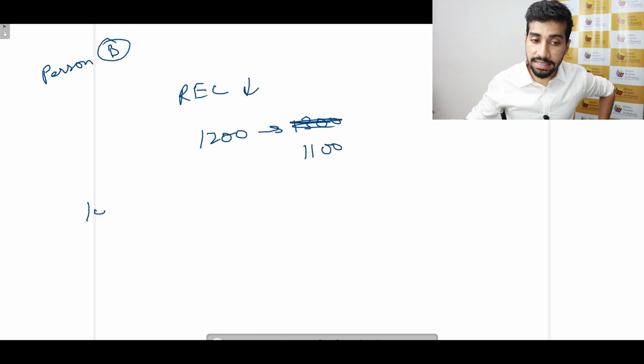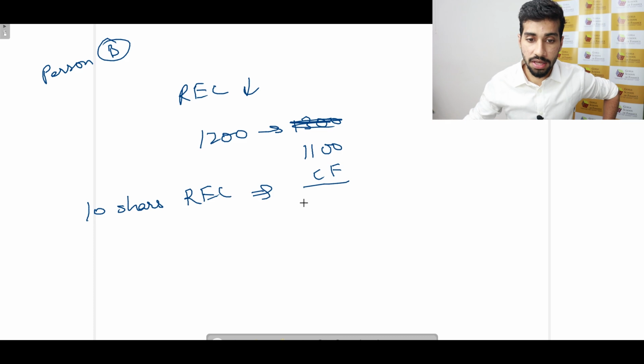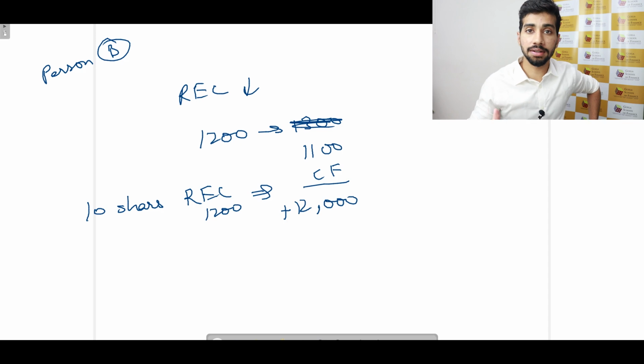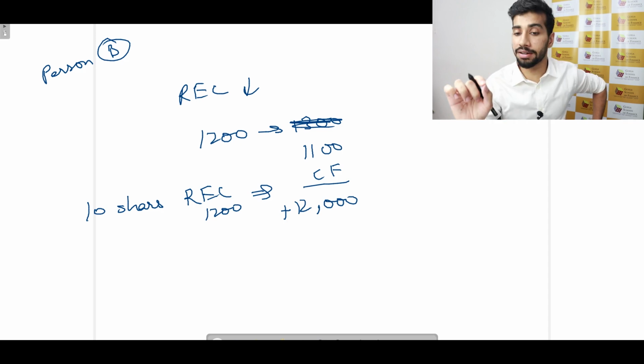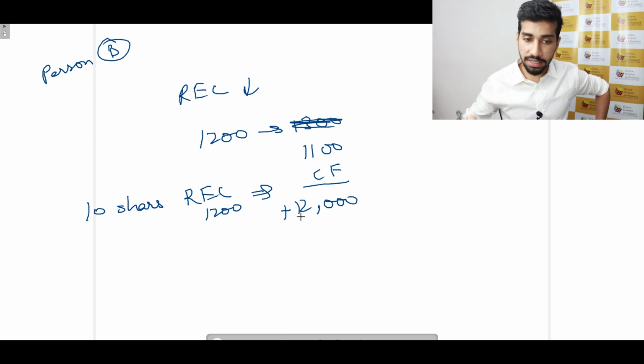So he will sell 10 shares of Reliance, and the price at which he sells it, this is cash flow, is 1200. So this will be 12,000 plus. Why? Because he's selling it. I know यहाँ पे थोड़ा confusing लग रहा होगा आपको. I will clear that point in a minute or so. So with 12,000 rupees he got.